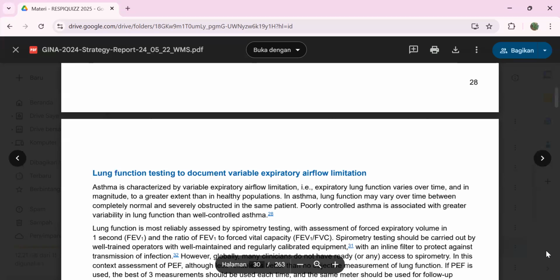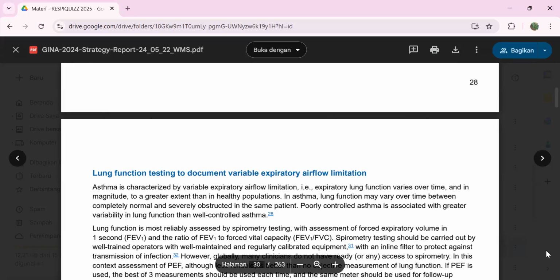Lung function is most reliably assessed by spirometry testing, with assessment of forced expiratory volume in 1 second and the ratio of FEV1 to forced vital capacity. Spirometry testing should be carried out by well-trained operators with well-maintained and regularly calibrated equipment, with an inline filter to protect against transmission of infection. However, globally, many clinicians do not have ready or any access to spirometry.